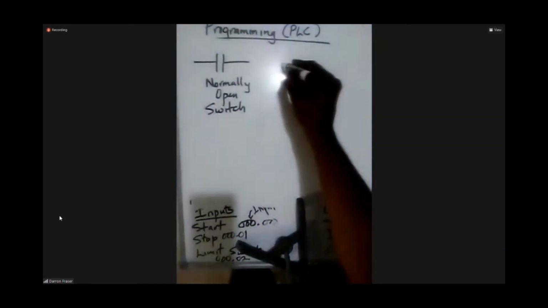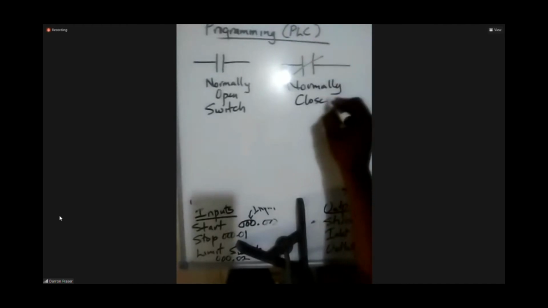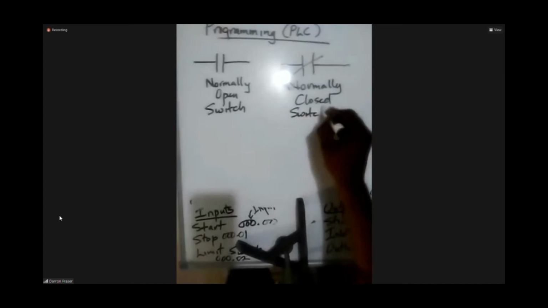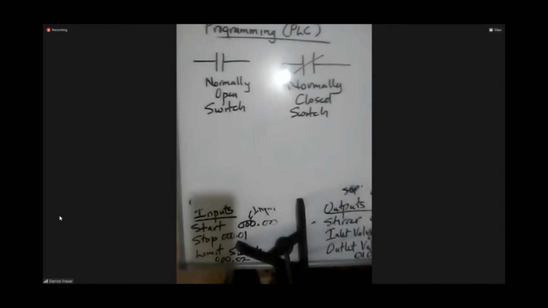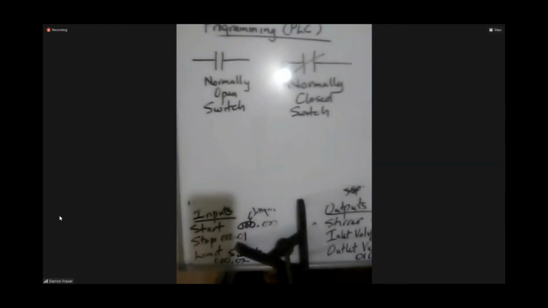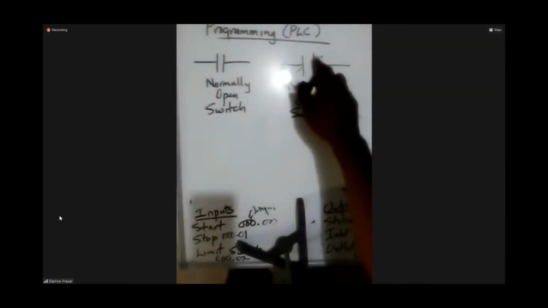All right, so that's normally open. The other symbol that we are going to talk about is a normally closed switch. Now, a normally closed switch has a line through it. Normally closed switch means exactly that. Normally it is closed, so the thing is running, and when you trigger it, it opens. So it is on normally, and then when you press it, it turns off.